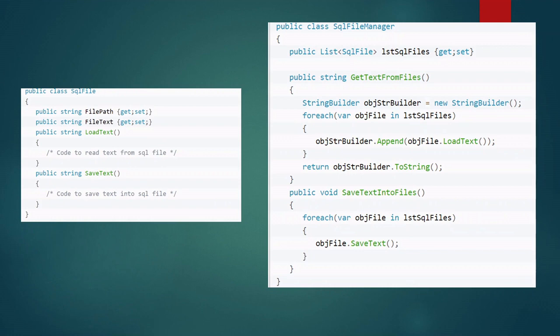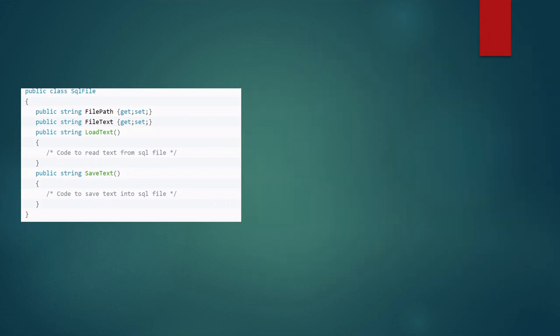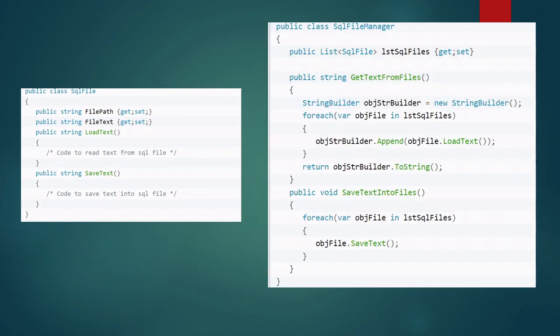So we have written a method where we have a list of SQL files, passing SQL file as the type. Here we have a get text from files method where we get the data from the file and return it back. And here we have one more method which saves the data which we pass into the list of files. Now let's say our team lead asked us to handle some files which are read only, which cannot be modified by ourselves.